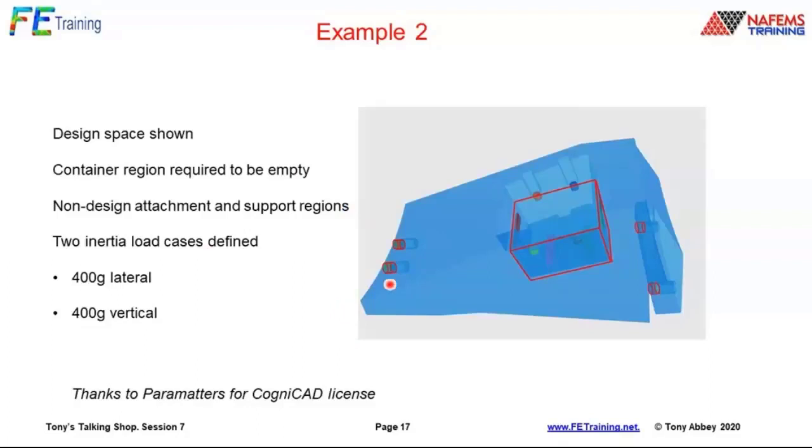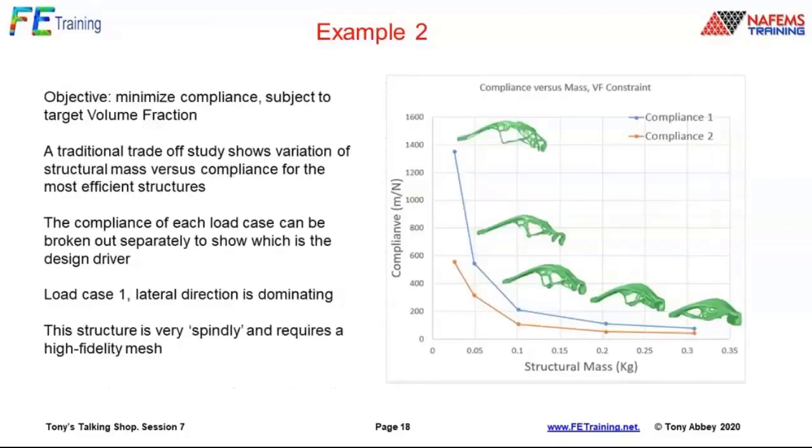This is a different problem I set up. It's got a design space. We've got some supports in here, which we mustn't be whittling away, some supports in here. And there's a container space, something that's going to fit in here, so we mustn't go into that space. Here, there's 400G lateral, 400G vertical, and it's the same idea. I can come up with a one-shot design, but that doesn't do me much good. So what I've done here is to actually look at, again, a traditional type of approach.